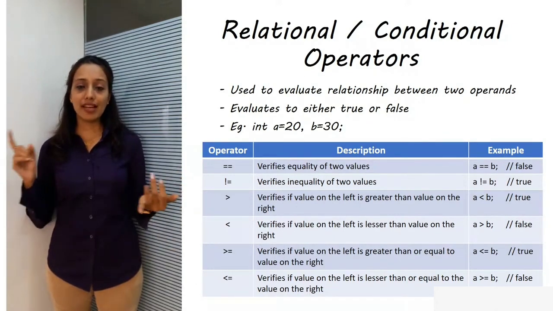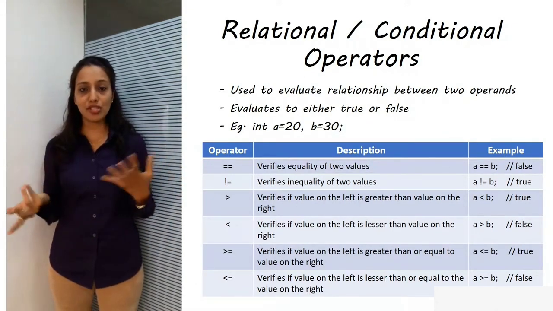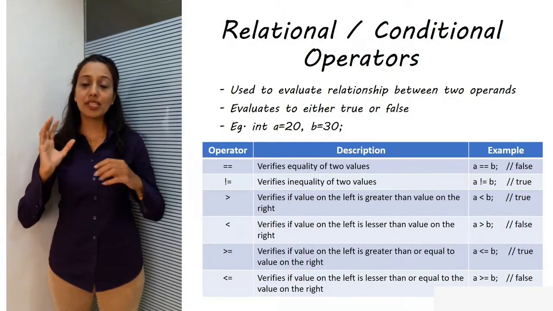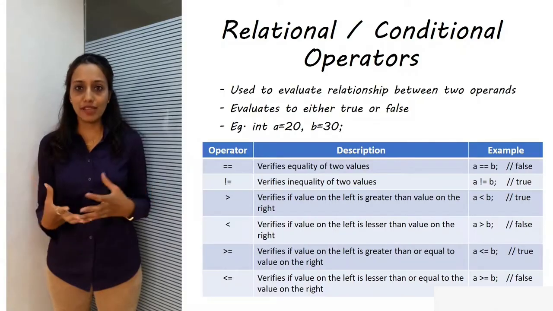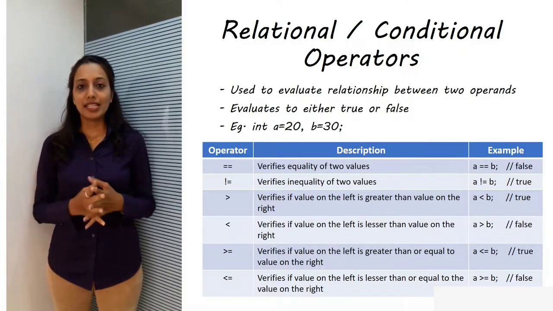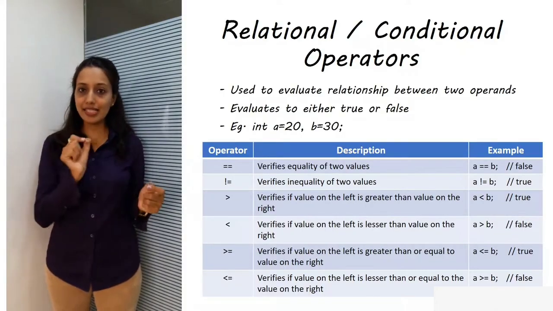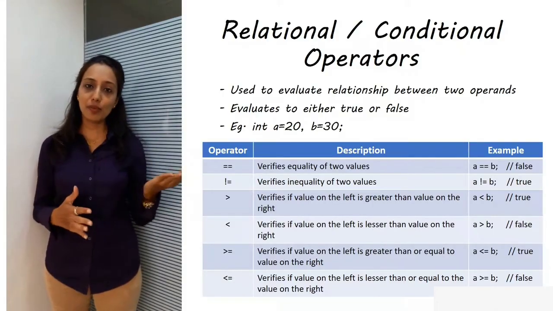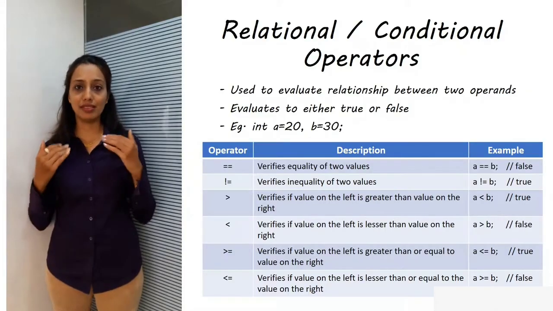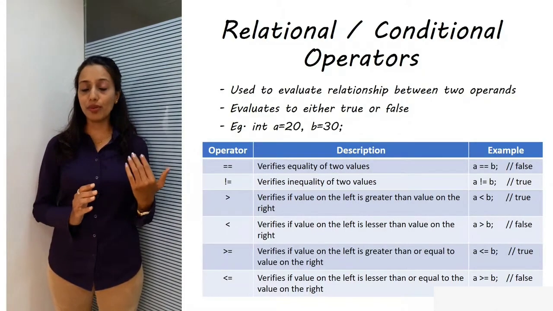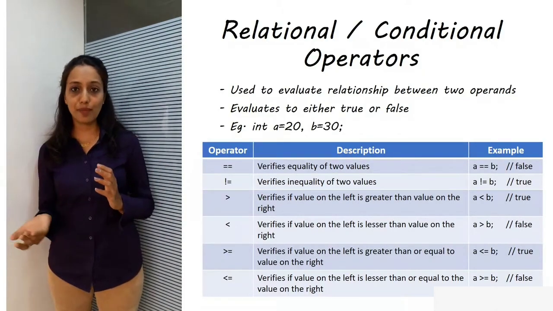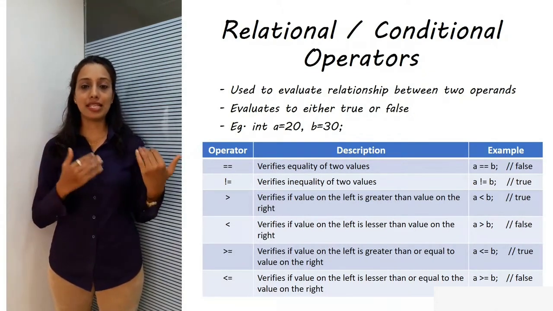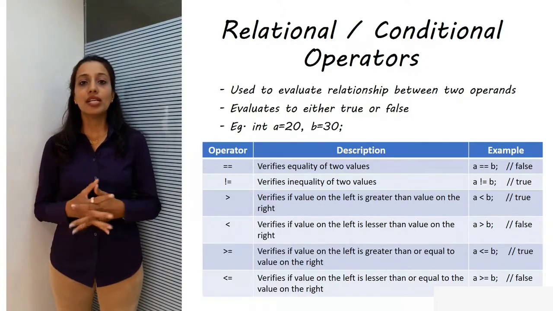So on screen you can see we have the double equal to sign, which checks the equality. The not equal to, that is exclamation equal to, which checks whether the two numbers are not equal. If they are not equal, then it returns true. Then we have the greater than sign, the less than sign, the greater than equal to and the less than equal to. Greater than will check whether the left operand value is greater than the right one. The less than will check whether the left operand value is lesser or smaller than the right one. Likewise, less than equal to and greater than equal to will check whether the left one is greater than equal to or less than equal to the right operand.